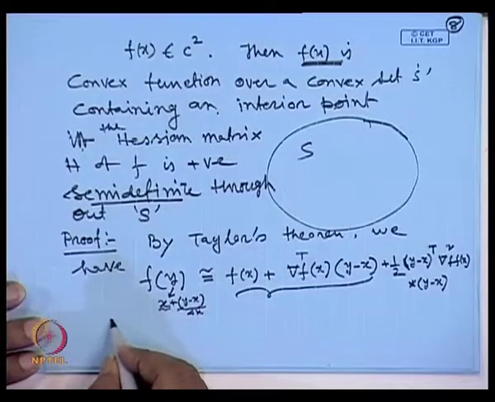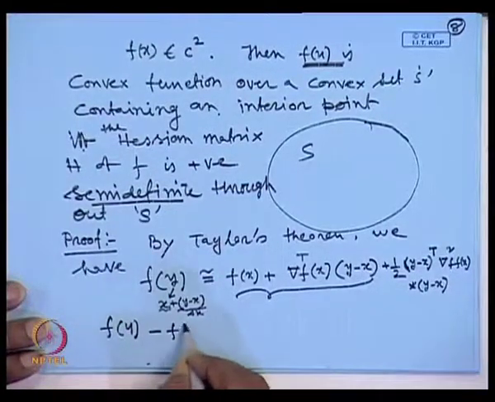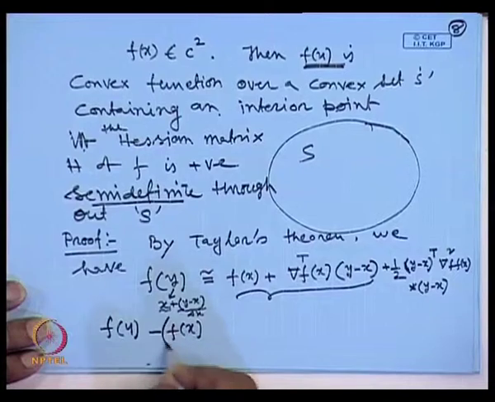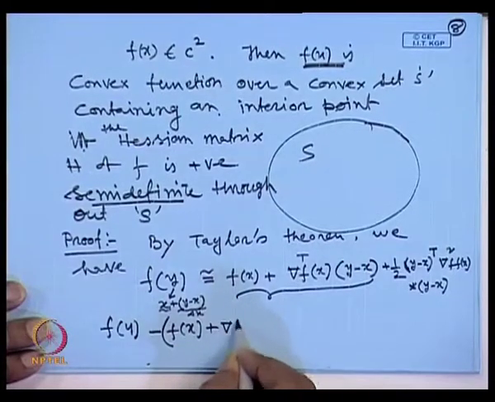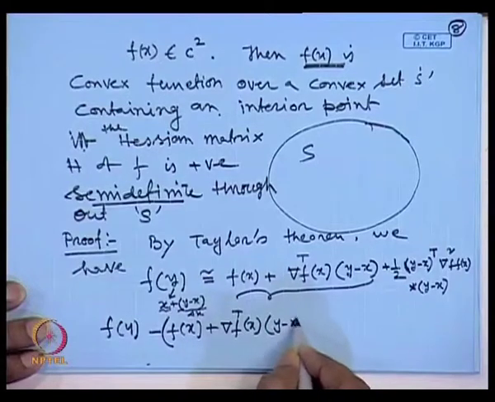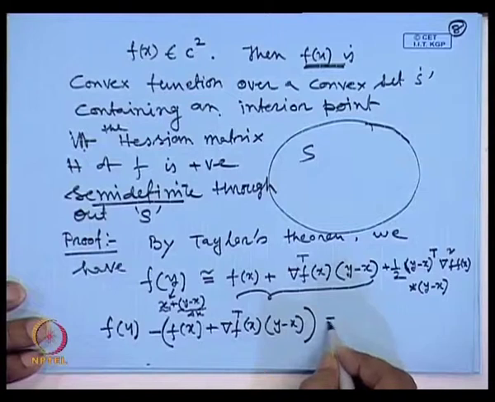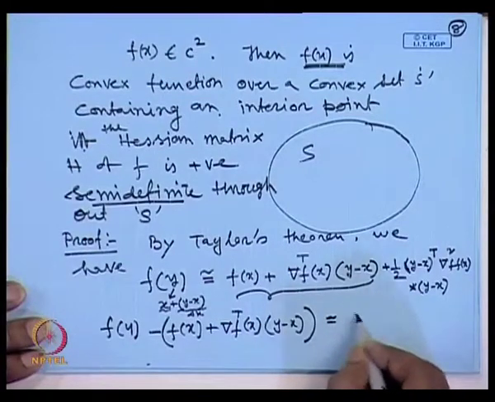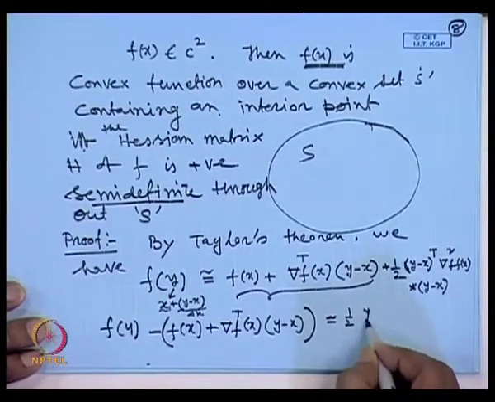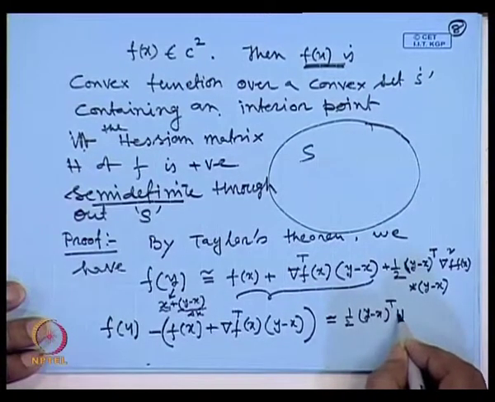So, now I can write it: f of y minus f of x minus the gradient of f of x into y minus x is nearly equal to half y minus x transpose, and I am writing the gradient of that.